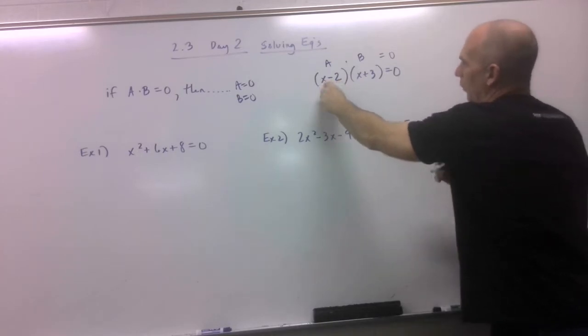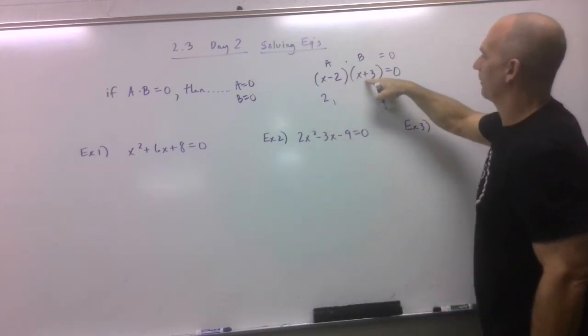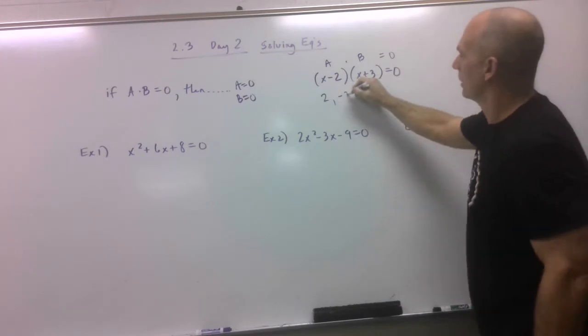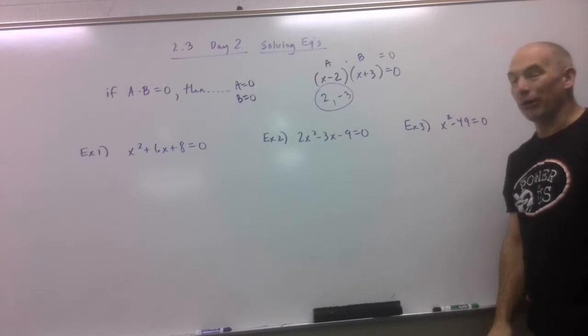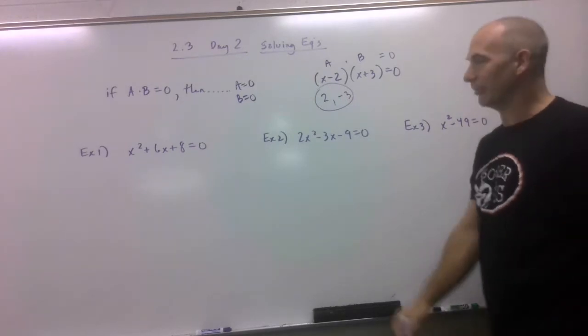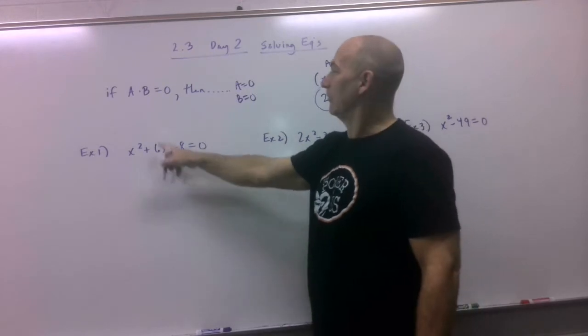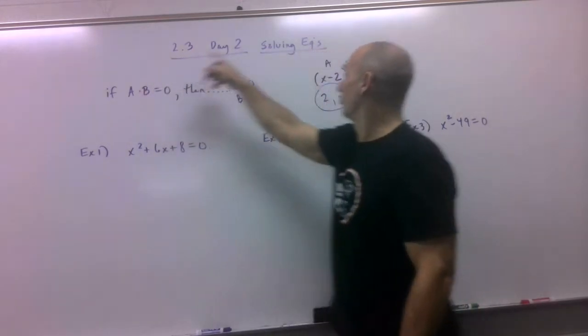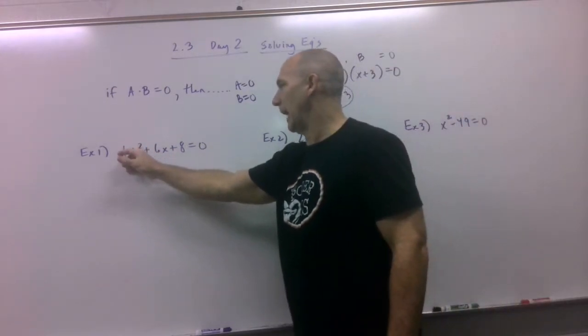Just look at it. What minus 2 is 0? 2. What plus 3 is 0? Negative 3. So there would be my answers. Now, are they going to be that easy? No. As you can see, you're going to have to factor them first, because this needs to look like this, which is actually this.